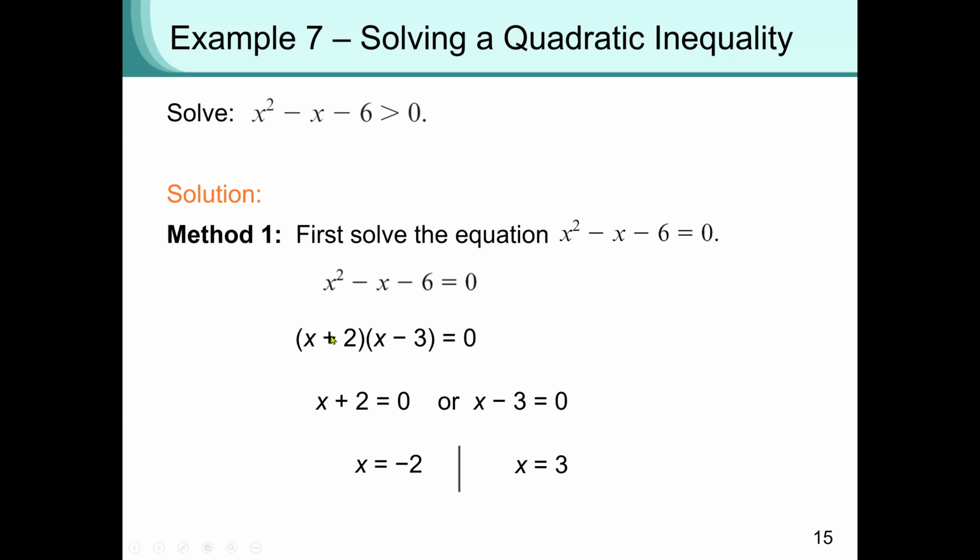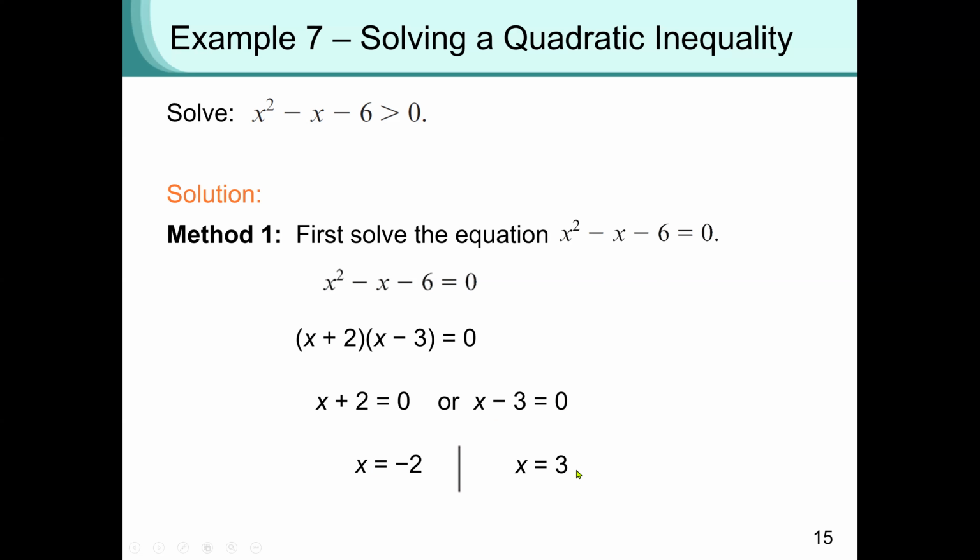So now I have two expressions here. I'll take the first one, x plus 2 equal to 0. The answer will be x equal to -2. The second one, x minus 3 equal to 0. The answer will be x equal to 3. So our solutions now are -2 and 3.